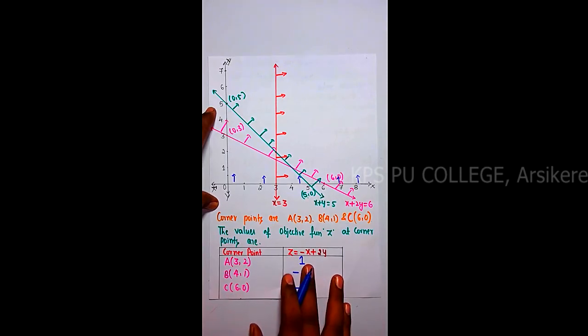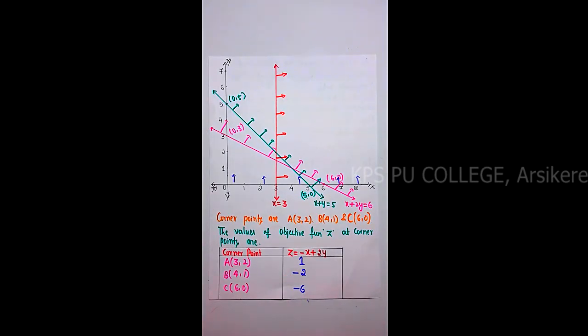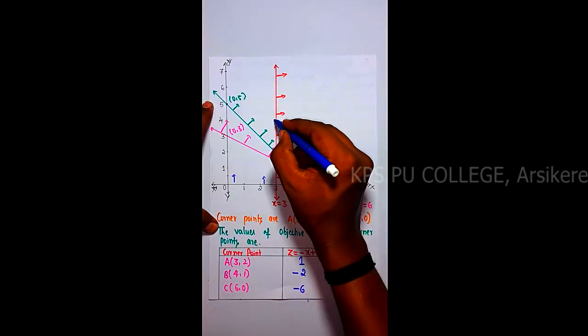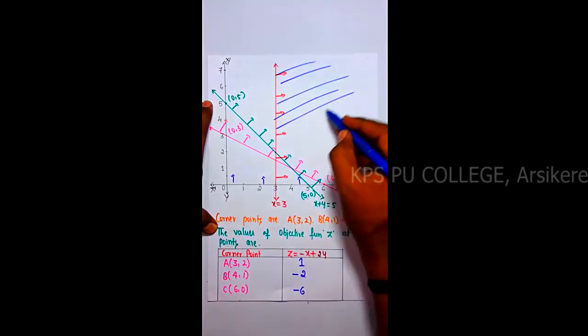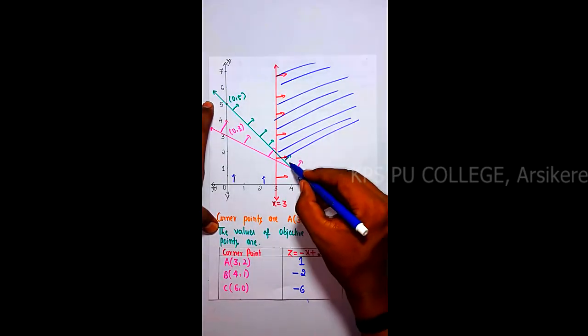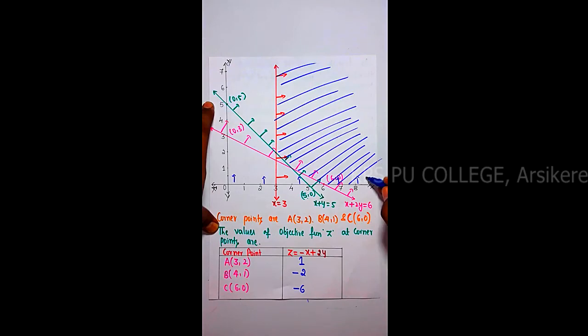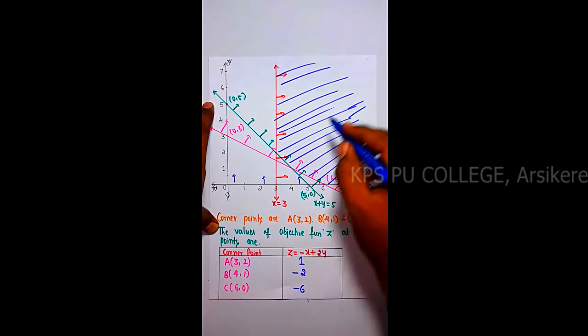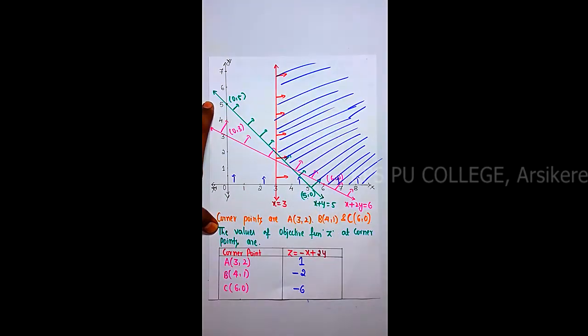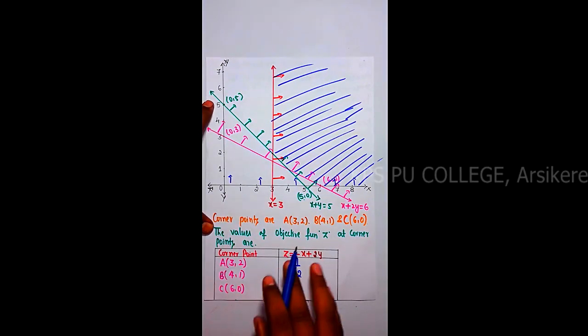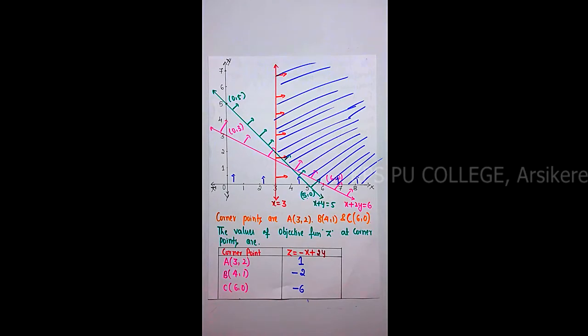So next we will look at the feasible region for it. What is a feasible region? A region which is common to all the constraints, or the common region determined by all the constraints including non-negative constraints. This is the feasible region. And remember, this feasible region is unbounded.